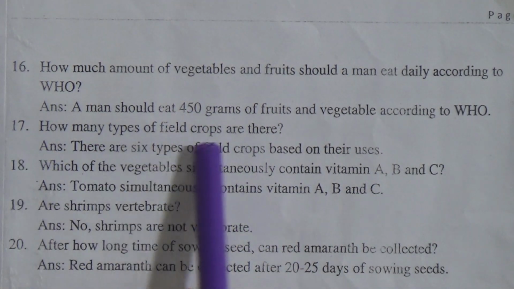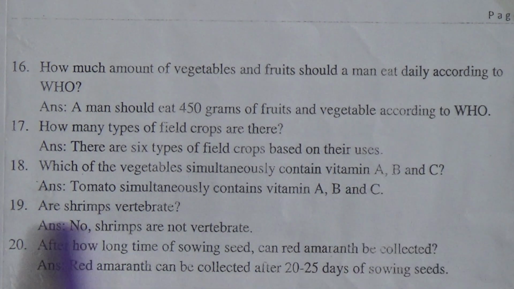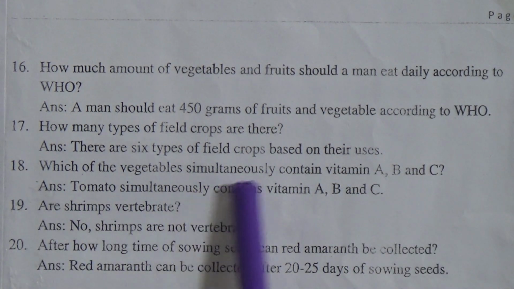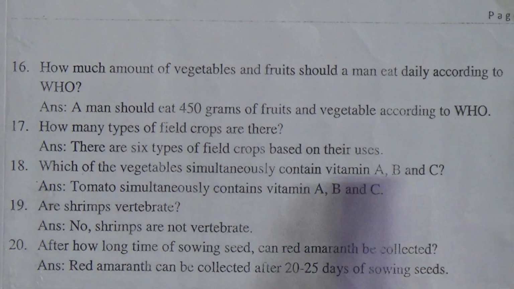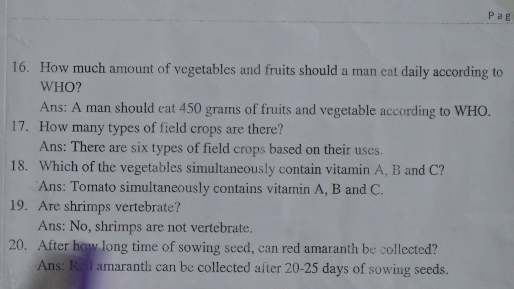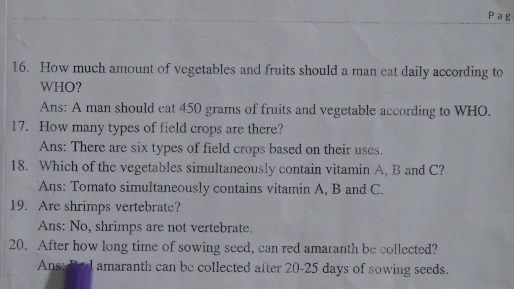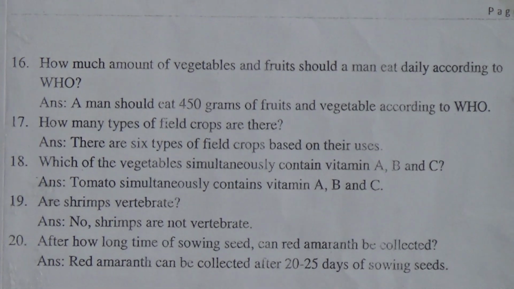How many types of field crops are there? There are 6 types of field crops based on their uses. Which of the vegetables simultaneously contain vitamin A, B and C? Tomatoes simultaneously contain vitamin A, B and C. Are shrimps vertebrate? No, shrimps are not vertebrate. After how long of sowing seed can red amaranth be collected? Red amaranth can be collected after 20 or 25 days.